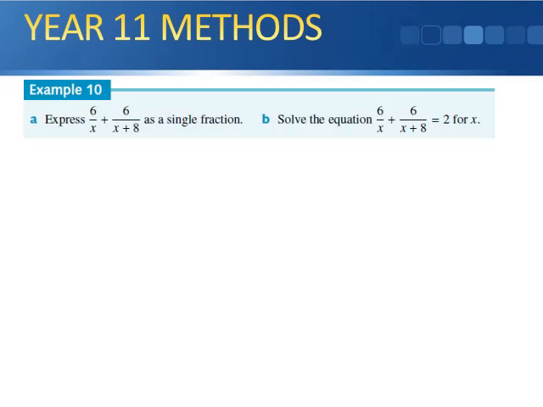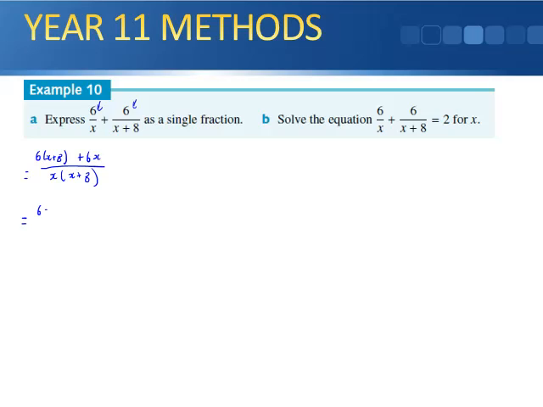When solving rate problems, it is often necessary to add two or more fractions with different denominators. Example 10: express 6 divided by x plus 6 divided by x plus 8 as a single fraction. To get it as a single fraction, we need the denominator to be x plus 8, which means the first fraction we're going to times by x plus 8. So there it is, 6 times x plus 8, and the other 6 we're going to times by x.